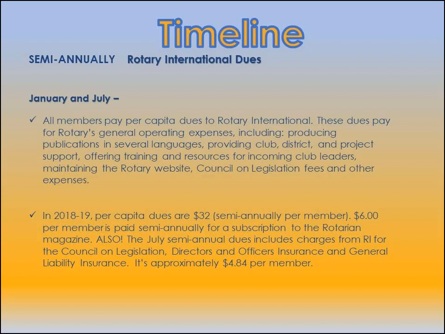The July invoice will be slightly higher than the January invoice because Rotary International bills include costs for the Council on Legislation, directors and officers' insurance, and general liability insurance.